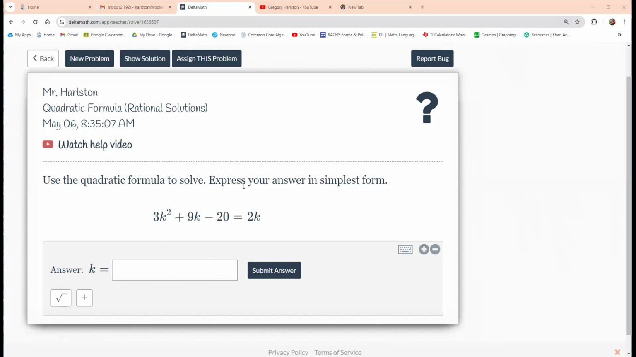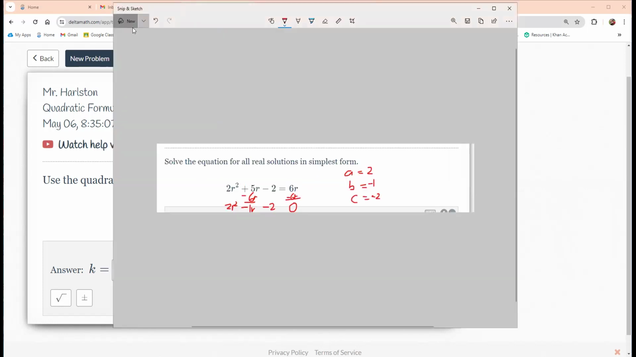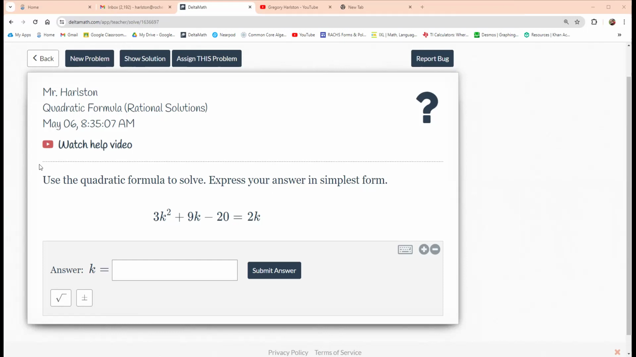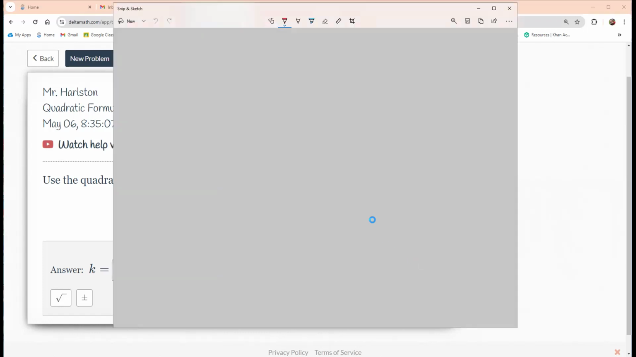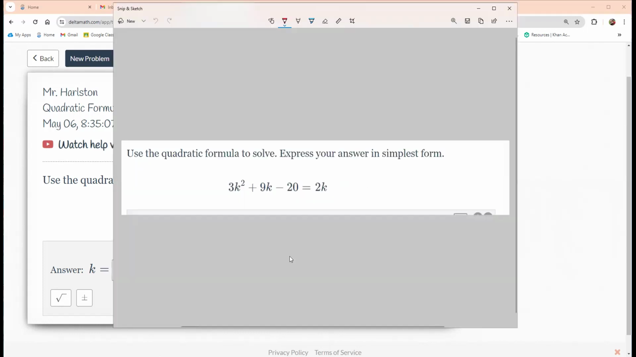Now, in order to use the quadratic formula, this quadratic has to be equal to 0. Right now, it's not equal to 0, so we've got to set it equal to 0, and this is how we do it. So the very first thing that I'm going to do is subtract 2k from this side. 2k minus 2k is going to be 0. Now, I'm going to subtract 2k from this side.